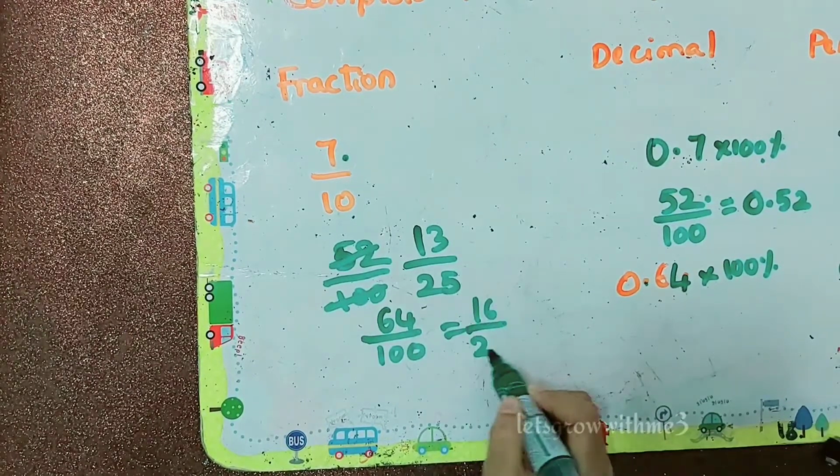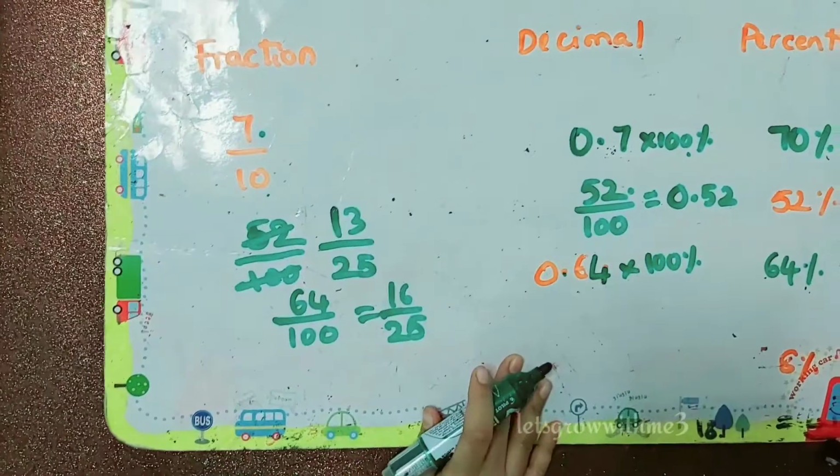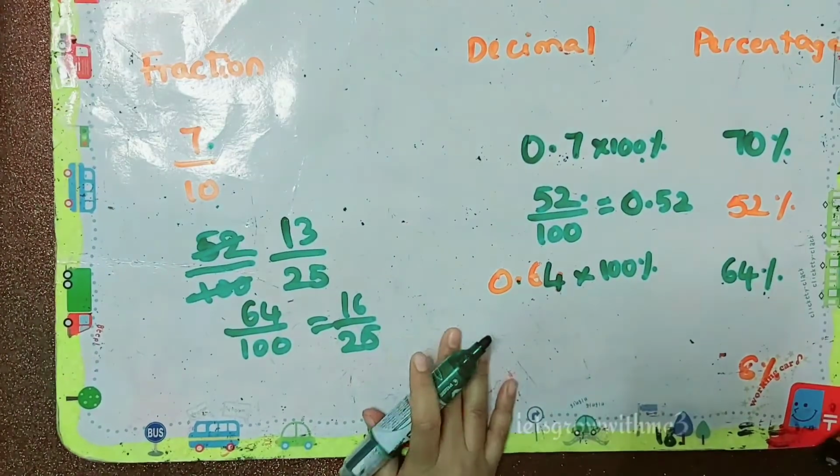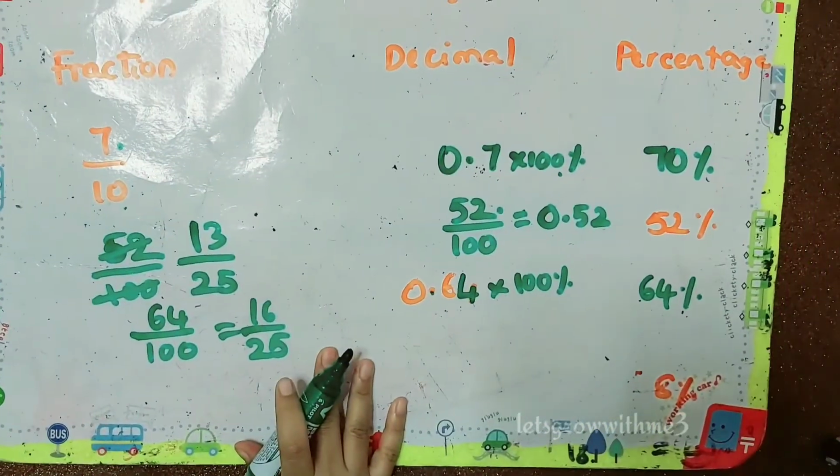So 4 times 16, 4 times 25. So we don't have any other common factors. Then the fraction is, that's it, 16 over 25.